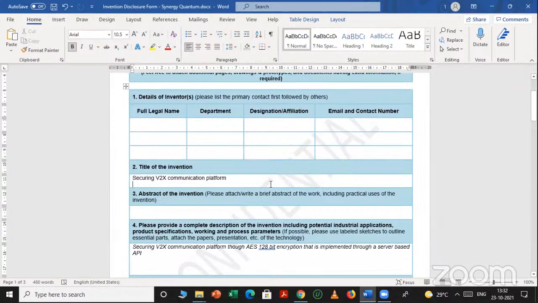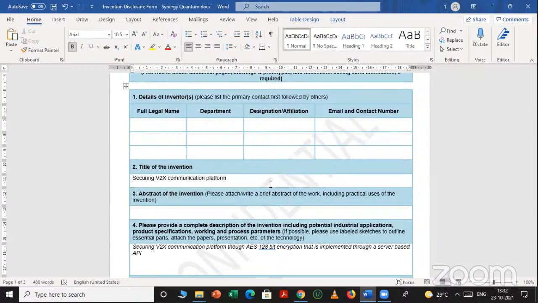For example, I have written an invention topic here: securing V2X communication platform. The title itself describes it, like securing V2X platform. So I think this invention is related to providing a security mechanism in a V2X communication platform.